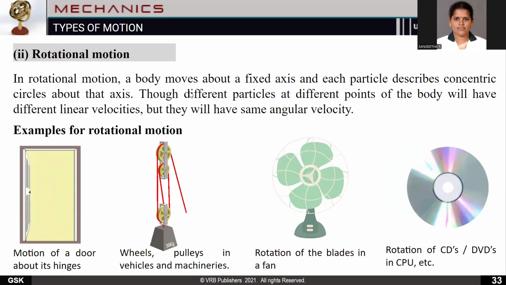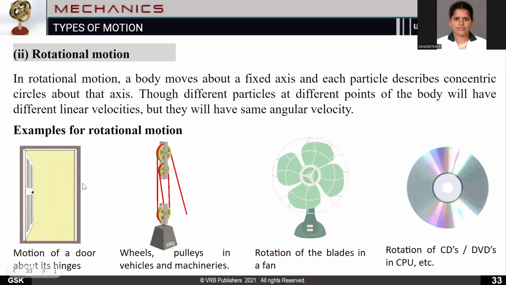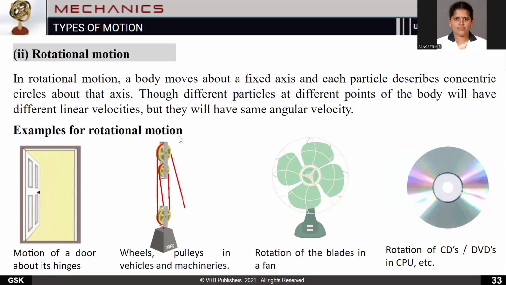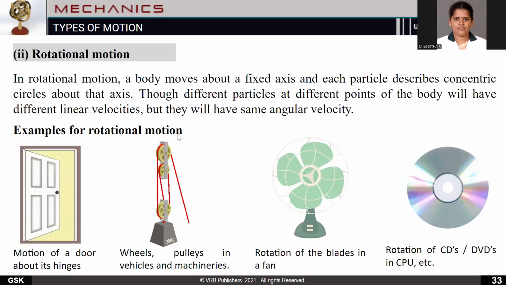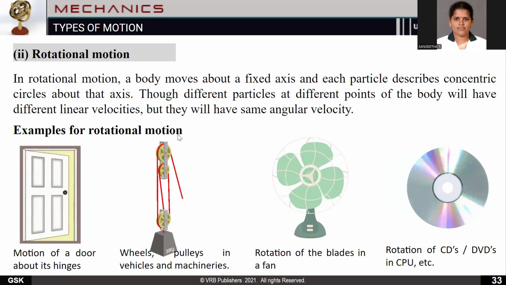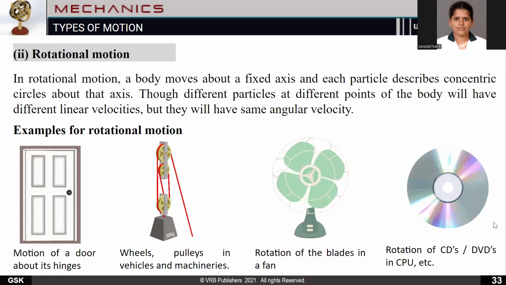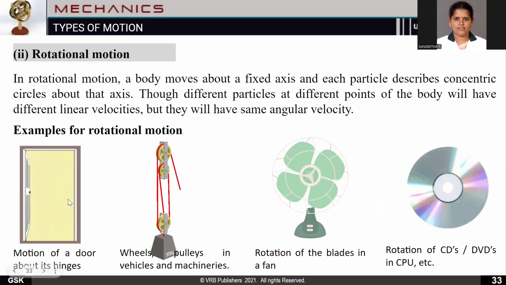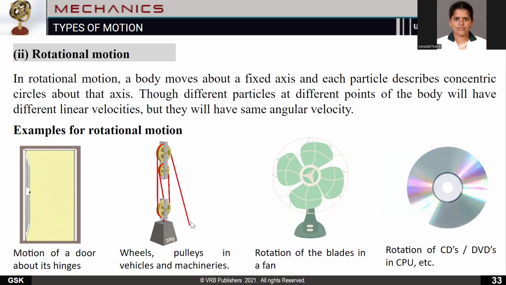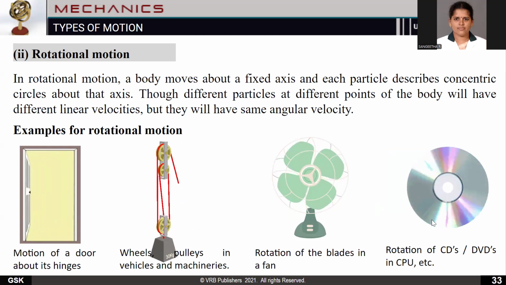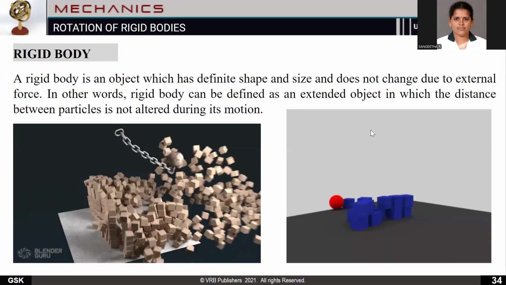The door also has rotational motion, and the object has different particles. All the particles will have different linear velocity, but the angular velocity will be the same. These are examples of rotational motion: motion of a door about its hinges, a wheel or pulley in a vehicle or machinery, rotation of blades in a fan, and rotation of CDs and DVDs in a CPU.